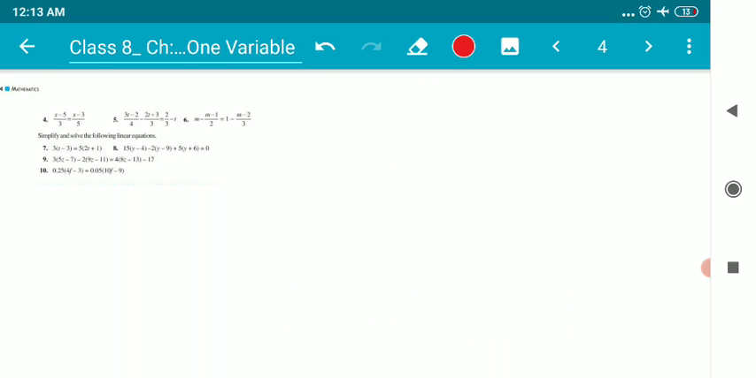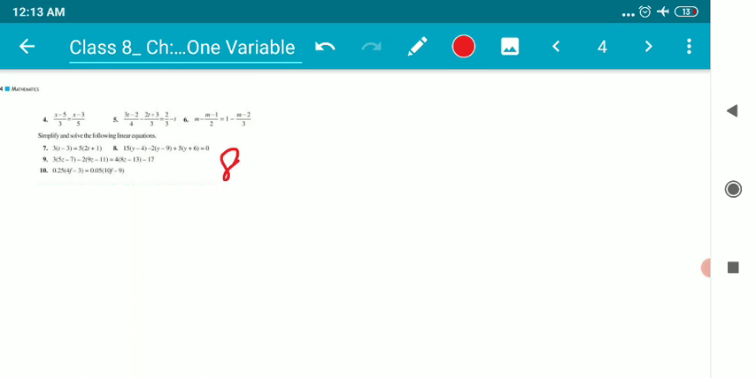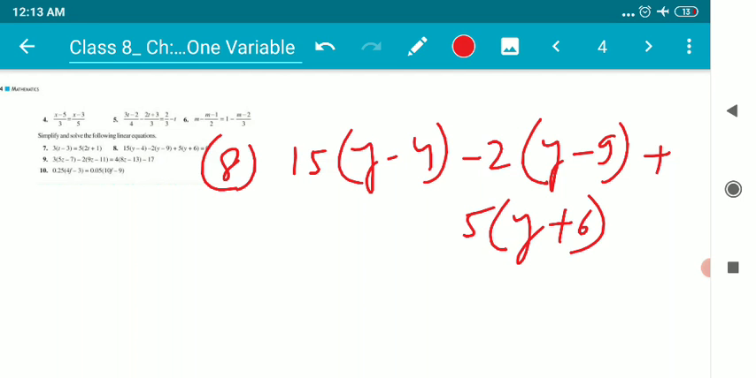Now children, let's talk about the next question, which is really very interesting. Question number 8. It is about 15 in bracket (y minus 4) minus 2 in bracket (y minus 9) plus 5 into (y plus 6) bracket close, is equal to 0. Let us see children how to solve it. Very simple. Again the similar process to be used.